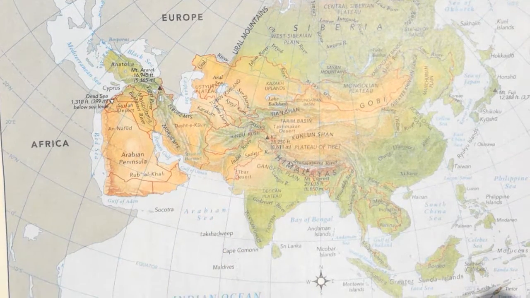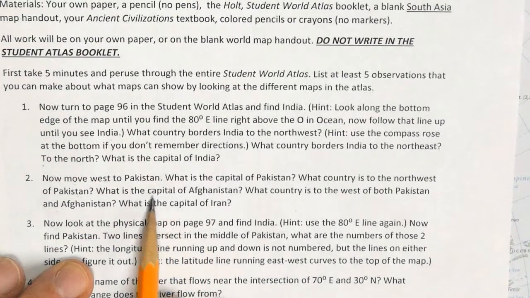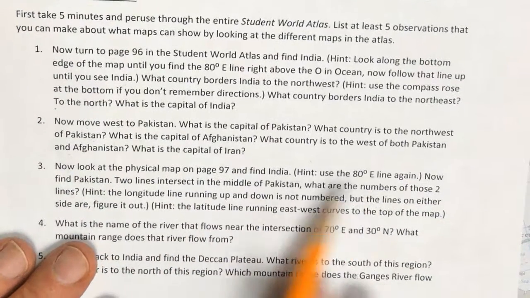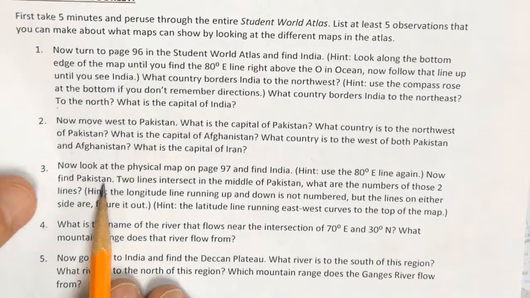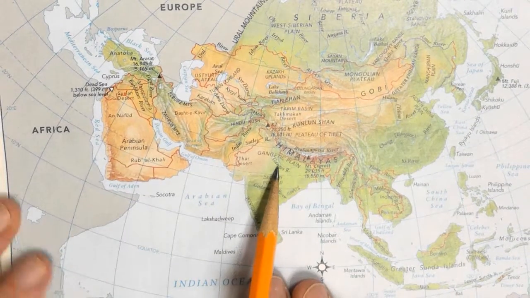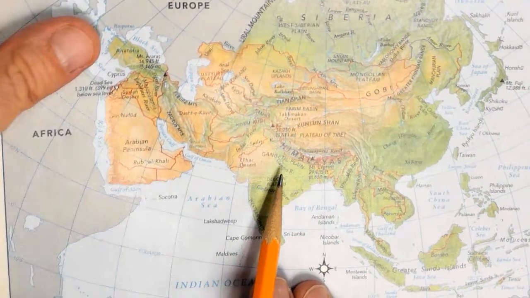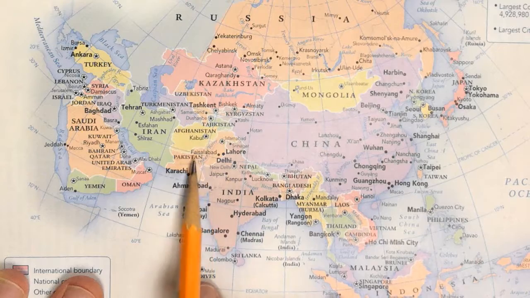Okay. Now I'm on India. So what am I supposed to do next? Look at the physical map of 97, find India. I can't use the 80-degree line. Now, find Pakistan. If that's India, does anybody remember where Pakistan was? If you don't remember, flip your map over and find Pakistan again.